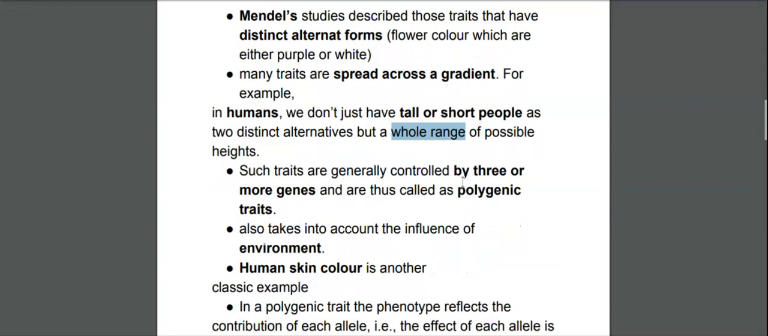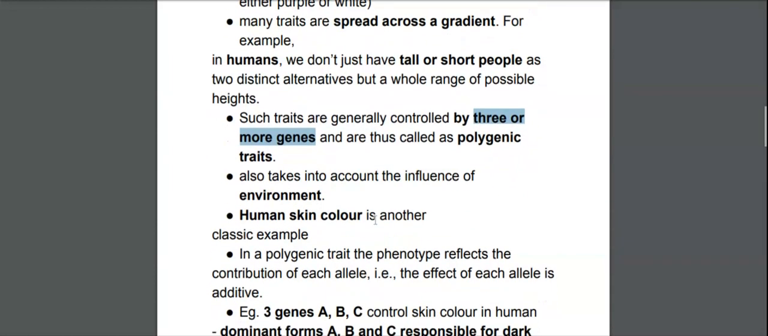So such traits are called polygenic traits, and polygenic traits are named so because they are controlled by three or more genes. So this is the first thing to remember here. Polygenic traits are controlled by three or more genes. Another thing to remember about polygenic traits is that they are influenced by the environment.